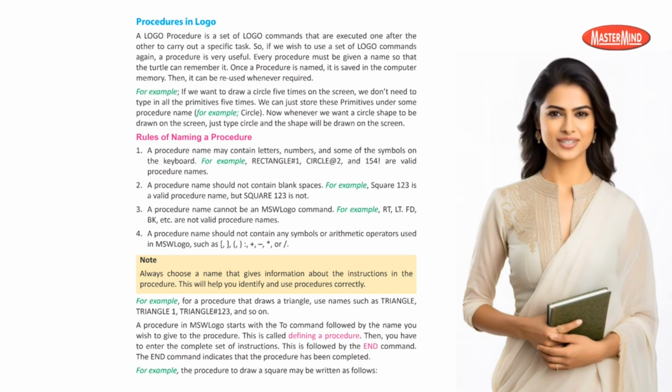Rules of naming a procedure. 1. A procedure name may contain letters, numbers, and some of the symbols on the keyboard. For example, rectangle1, circle@2, and 154 are valid procedure names. 2. A procedure name should not contain blank spaces. For example, square123 is a valid procedure name, but square 123 is not.